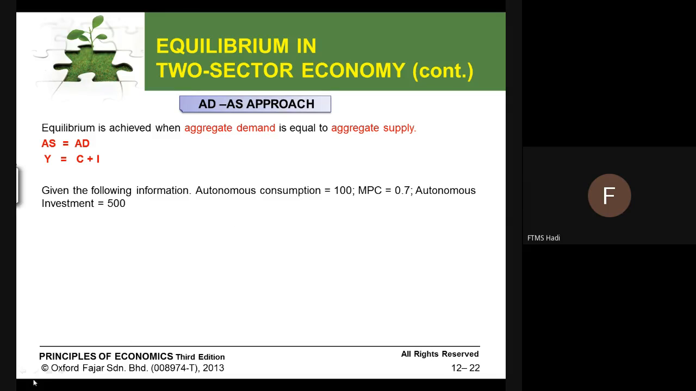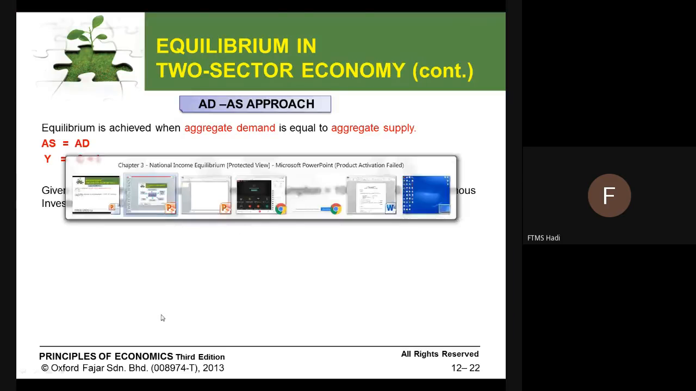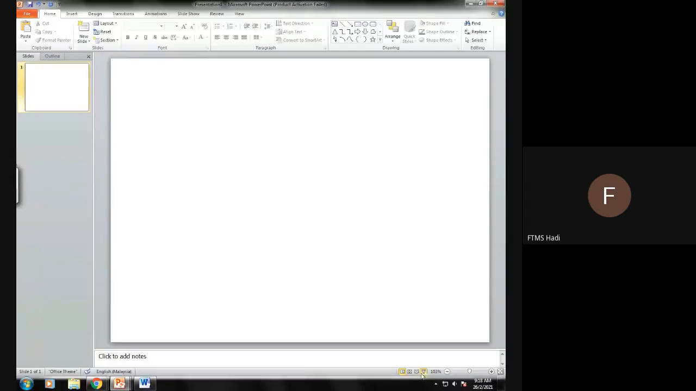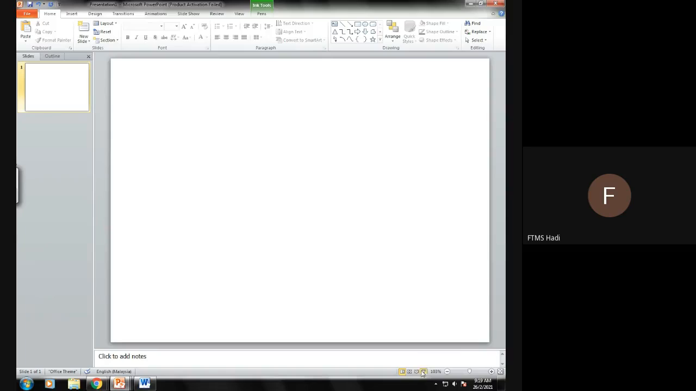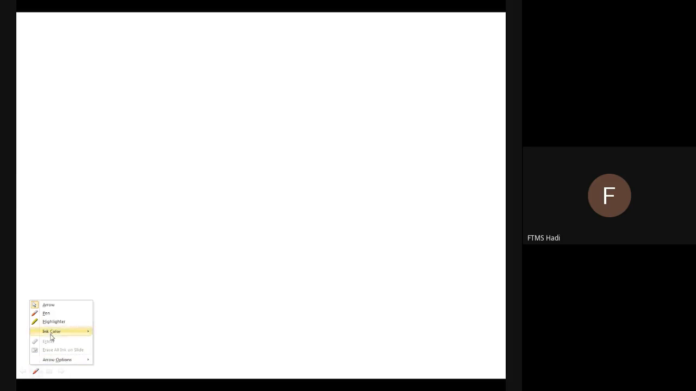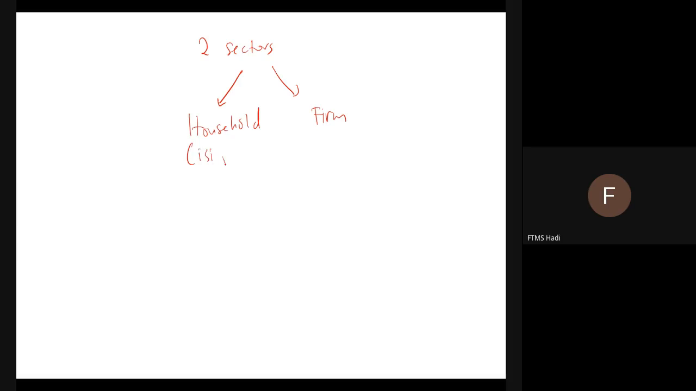Okay, quite frustrated. I cannot write something here. Okay, let me. All right, we have here. Sorry, two sector. We're talking about two sectors. Okay, two sectors, which is household and firm. Okay, isi rumah and company.